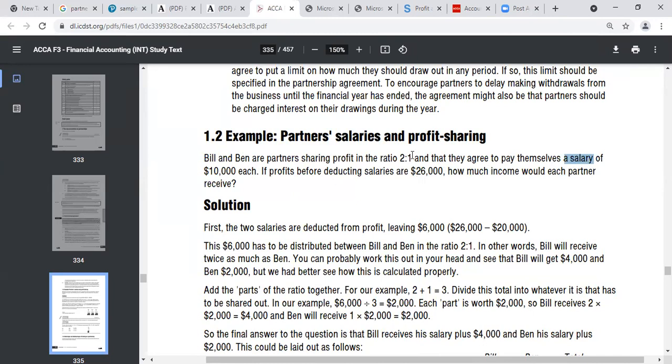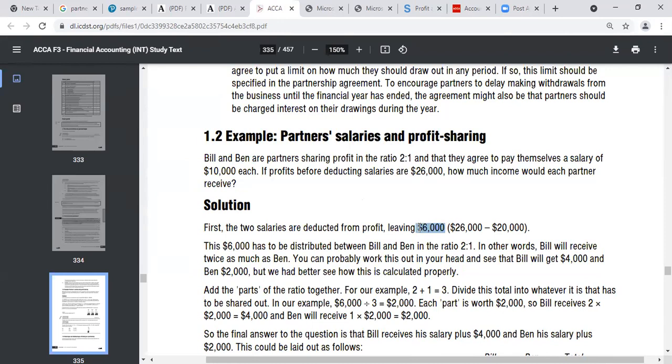It's from the 6,000 that we go ahead to share in the ratio of 2:1. You know very well that when we are looking at ratios, we add the 2 plus 1, which gives us the total ratio, which is 3. So for us to get the component for Bill, we do 2 out of 3, the total ratio, times the profit that is being shared, which in this case is 6,000. And for Ben, it is 1 divided by 3, the total ratio, times the profit that is being appropriated to the partners.